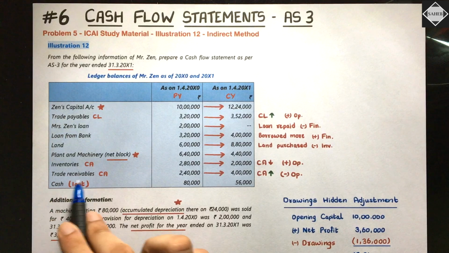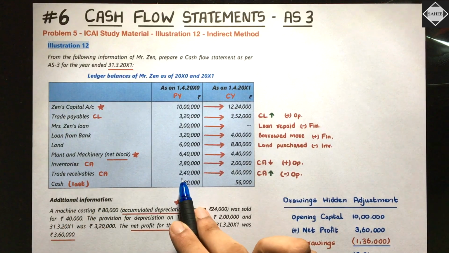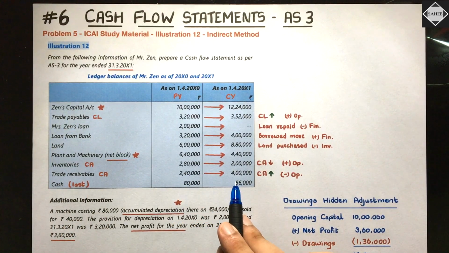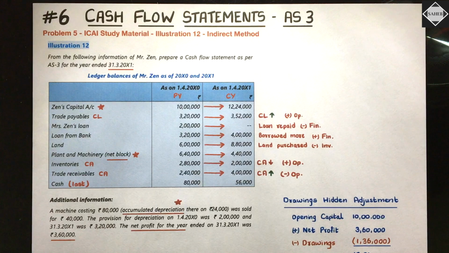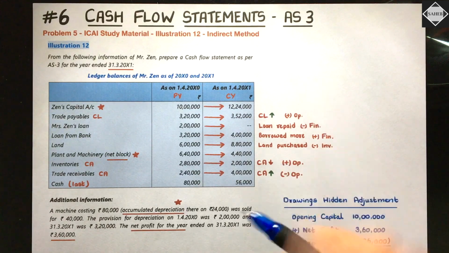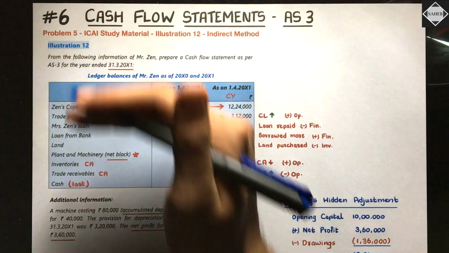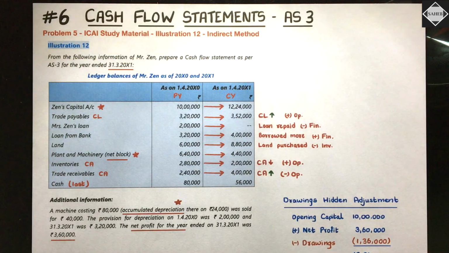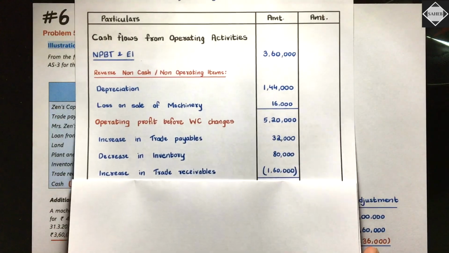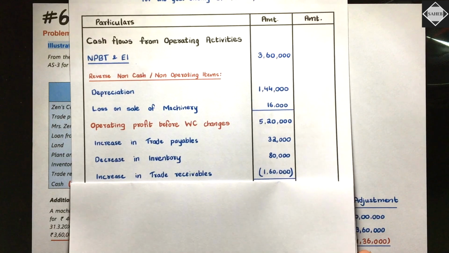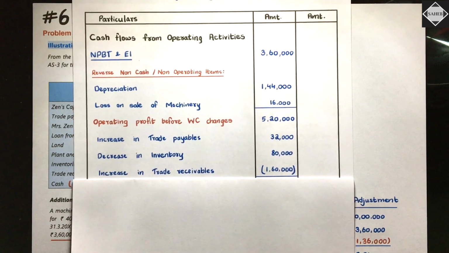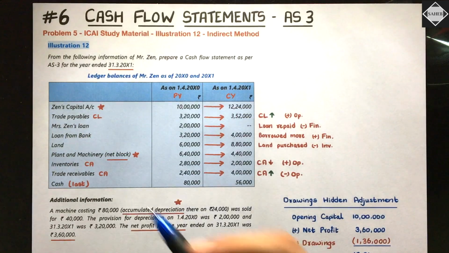Next we have what? We have current assets here, trade receivables. From 2,40,000 it has increased to 4 lakh. So it has increased by how much? It has increased by 1,60,000. So what we have to do? If trade receivable is increasing, that means cash is decreasing. Okay, so it will be subtracted in operating activity. Increase in trade receivable, 1,60,000. Clear? Simple.